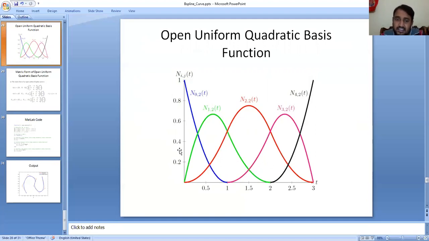And you can see that each curve has a contribution at all the t from 0 to 3, p0, p1, p2 and p3. Here there is the contribution of all the functions, all the curves. So when we draw the B-spline of this basis function, then the B-spline will pass through the endpoint also.